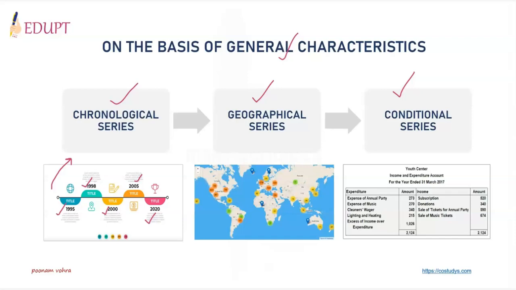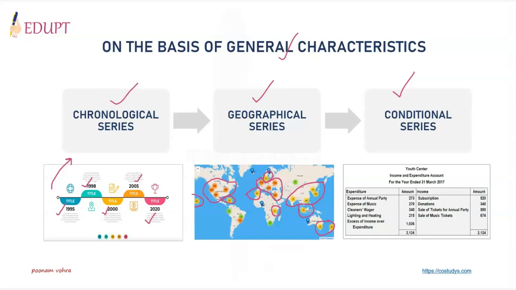Second is geographical series, also called spatial series. Here the data is arranged according to location or geographical considerations. For example, one can see in this image that there is some information of one color showing different locations, or another color showing another variable in again different locations. So when information is provided like this, it is called geographical series.